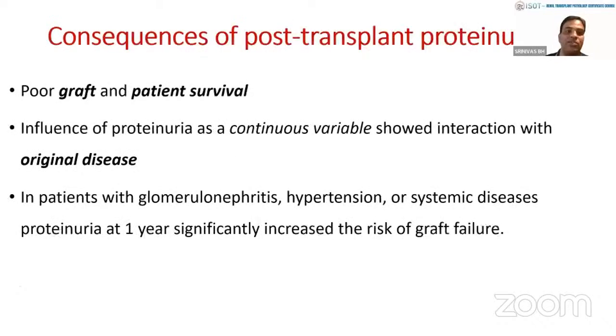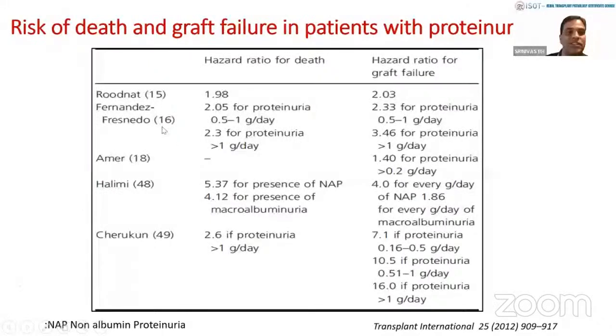So what is next? What is the consequence of post-transplant proteinuria? It is causing poor graft and patient survival. The literature says that patients with 0.25 to 1 gram per day of proteinuria have a hazard ratio for death of 2.05. But if the proteinuria is more than 1 gram, there are more chances of death. The more the post-transplant proteinuria, the more the chances of mortality as well as graft failure.